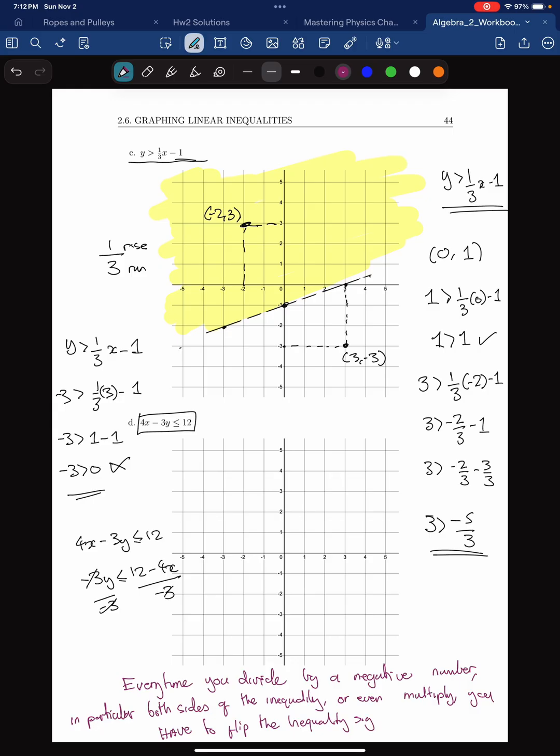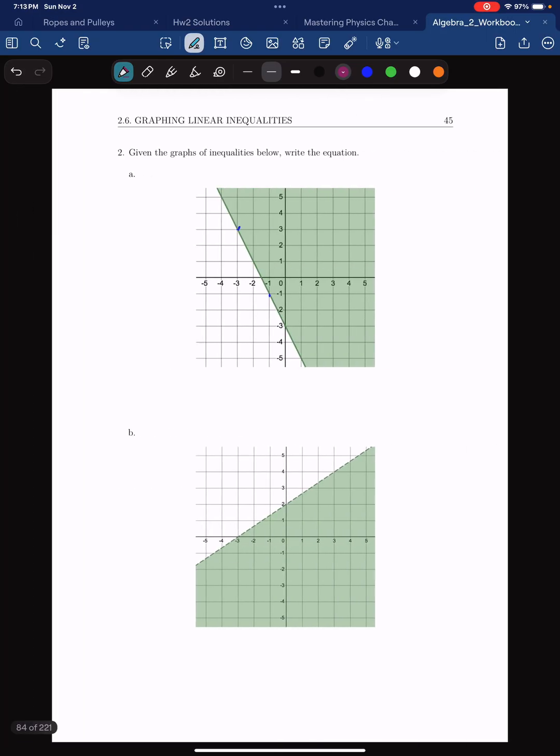So you see, I'm dividing both sides by a negative number. So this becomes y is going to be greater than 12 over minus 3, it's going to be minus 4 over minus 3x. All right, and then the same process we did there. You graph the line and you determine the solution set, and then you determine what's not in the solution set. So yeah, that's the point of graphing linear inequalities.